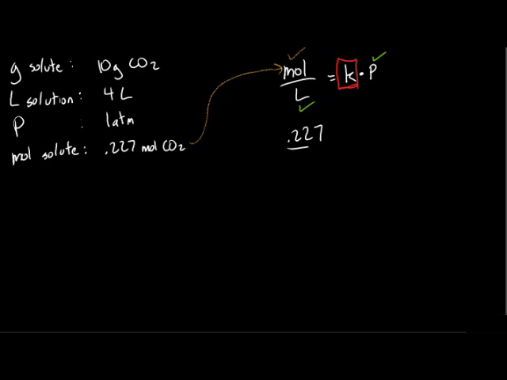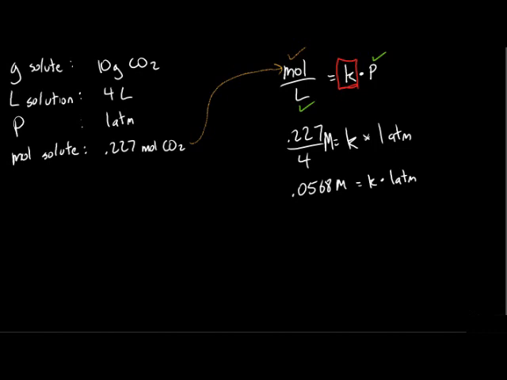Moles go on the top of the fraction, divided by liters. We'll set this equal to K, which we don't know, times pressure, which is 1. Let's also remind ourselves that the units on the left are moles over liters, or molarity, big M, and the units on the right, next to pressure, are ATM. First, we'll simplify the fraction, 0.227 divided by 4. We'll get 0.0568 molarity equals K times 1 ATM.